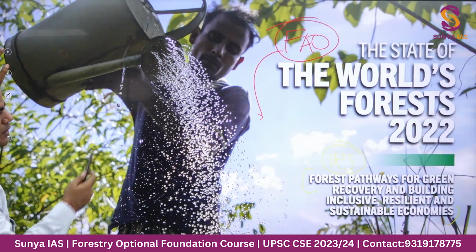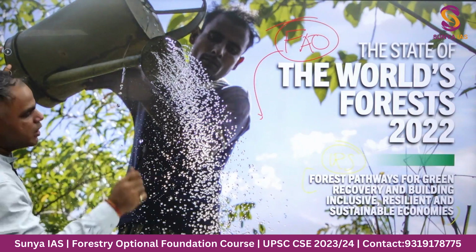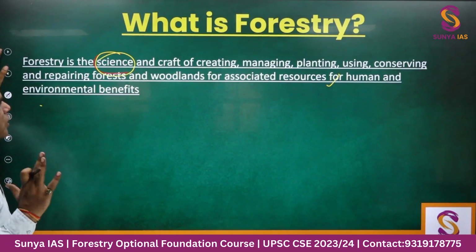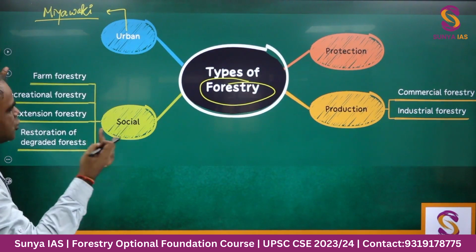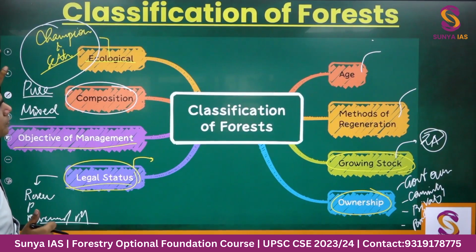State of the World's Forests. We saw the mnemonic IRS: inclusive, resilient, and sustainable economies and green recovery. What is forestry? You know the definition now. Types: protection, production, social, and urban. In urban, we saw the Miyawaki method.